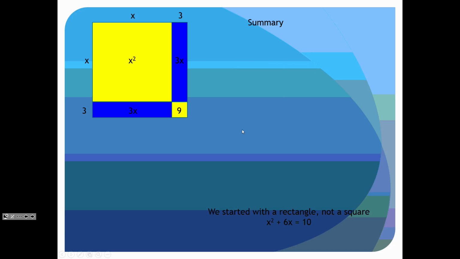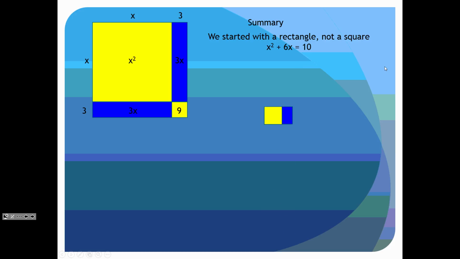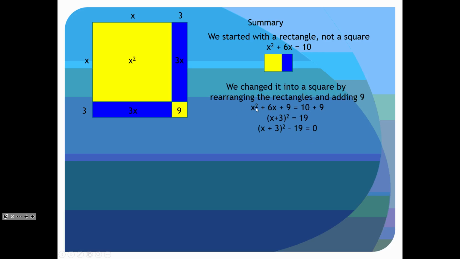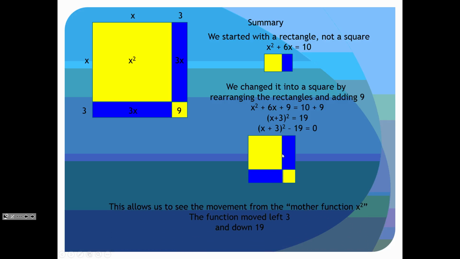In summary, we started with a rectangle, not a square. That whole thing is going to equal 10 hectares or 10 acres or something like that, because this all started with dividing land. There's the rectangle. We changed it to a square by rearranging the rectangles and adding 9. That's half of b squared. Then set it equal to 0. That's what it looks like geometrically.